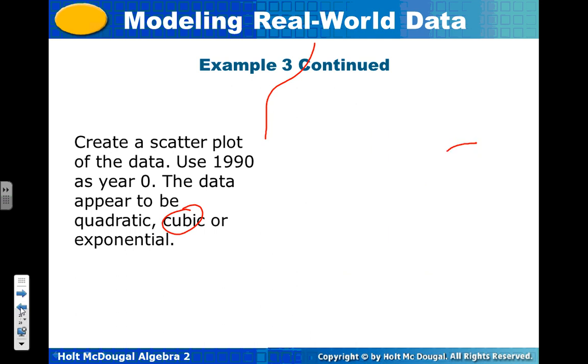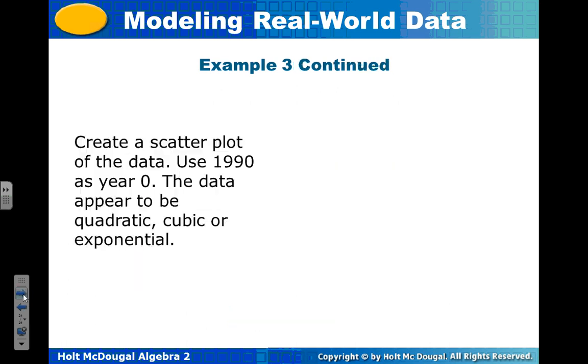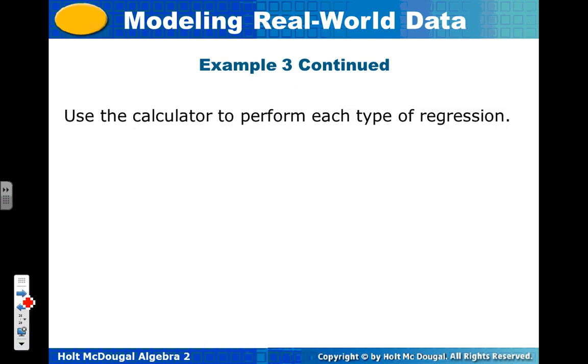All right, so we'd go back to the page before, and we would type the x values 0, 3, 7, 10, 12, 15, 16, and then the y values would be 400, 490, 642, 787, 901, 1104, 1181. And to do that, you only have to type the data in once. You just have to do the regression 3 different times. So to type the data in, you would hit stat, hit enter, type in the 0, etc. for the x's, and then type in those y values for L2.